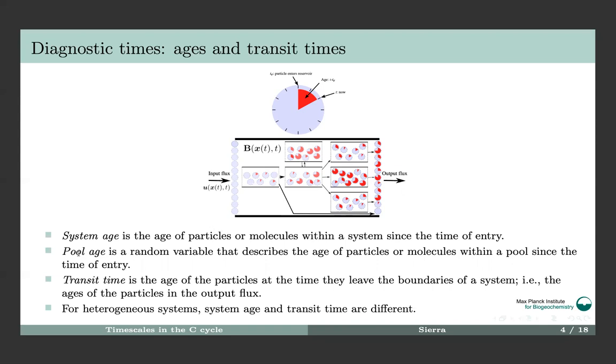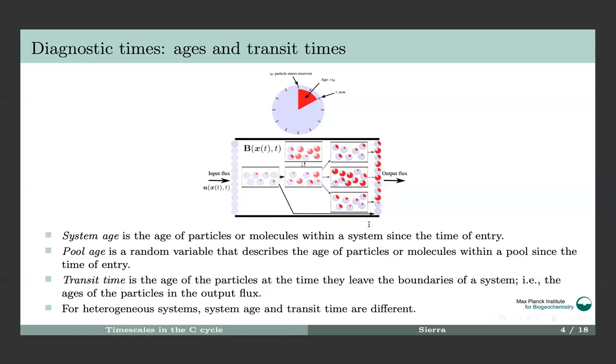We can do the same for the concept of pool age. If instead of looking at the whole ecosystem, we focus only on one single pool, and we collect all of the particles inside the pool, we look at the age, a frequency distribution, a mean, and a standard deviation, we can characterize the pool age of carbon inside the pool.